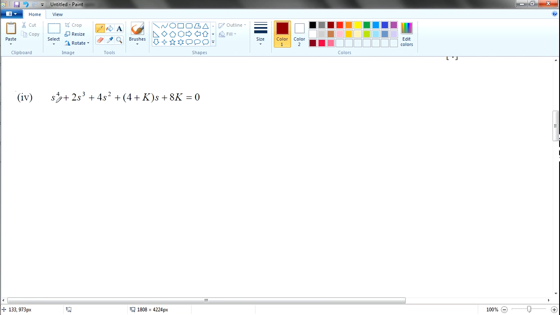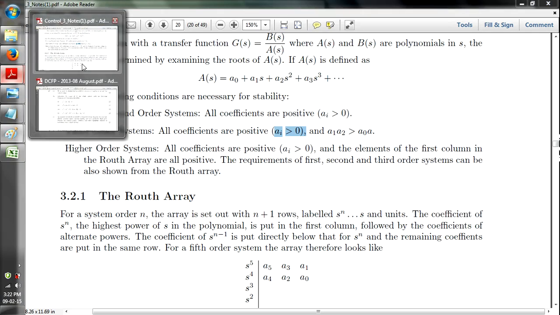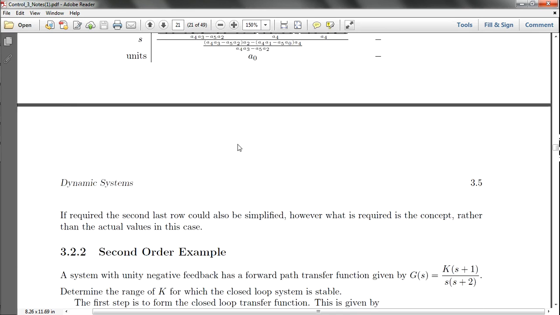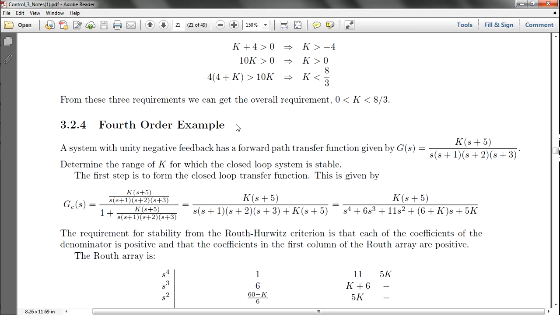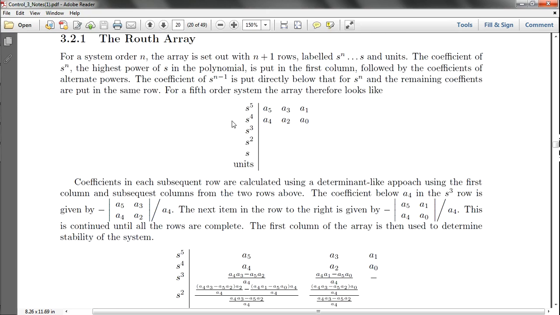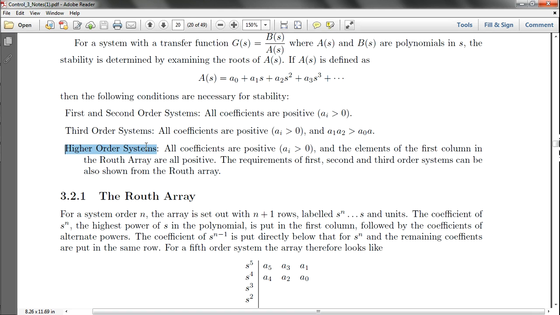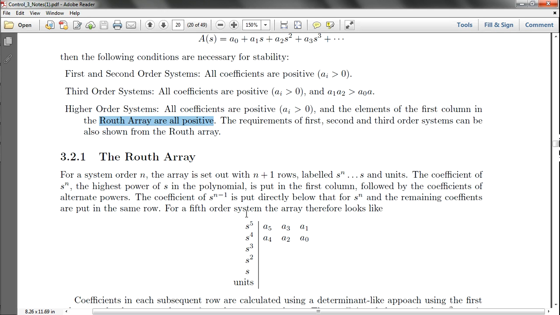So with this, hold on a while. We have part 4. Part 4 is a fourth order system. The highest order is 4. So I have to go see the rules. My rule states that if it is a higher order system, meaning higher than third order, which is fourth order and higher, all coefficients should be positive. Elements of the first column in the Routh array are all positive. So all of these you should put as positive. And then the requirements of first, second, and third can also be shown from the Routh array.